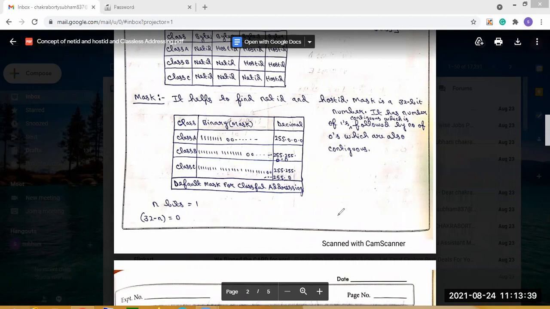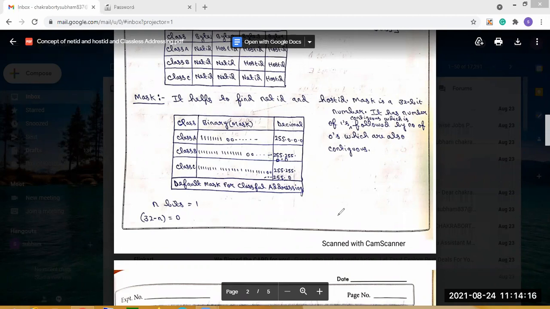But there is also a concept, classless addressing. Why did classless addressing come into the picture? Initially, the IPv4 address was divided into 5 classes. We have seen the 5 classes, in the mid-range of the 1990s. But later on, it was converted into classless addressing.